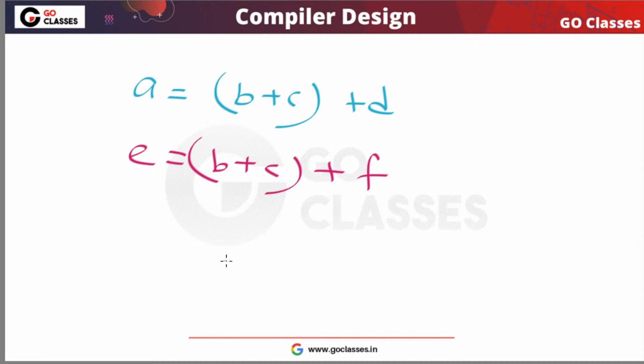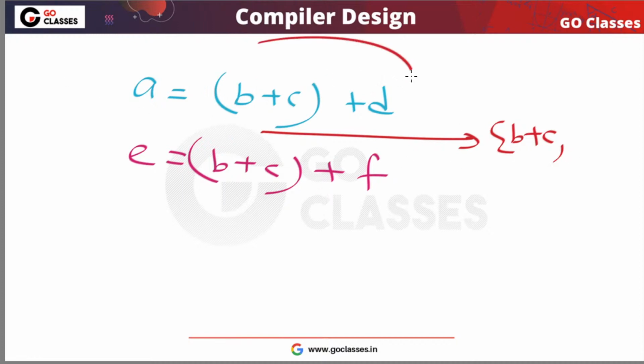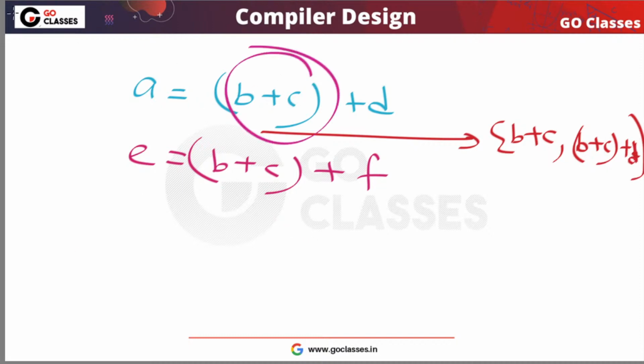So let's assume this is your program. Now what will your compiler do? Here, what expressions are available? b plus c is available because the compiler has computed it. This b plus c plus d is also available. So these expressions are available: this b plus c, and this b plus c plus d.